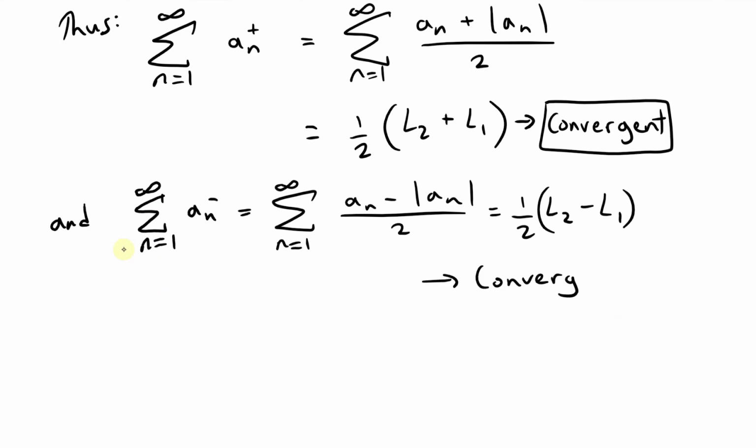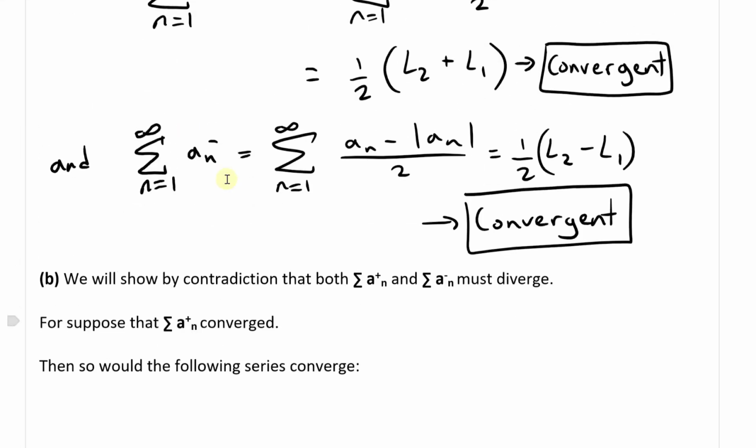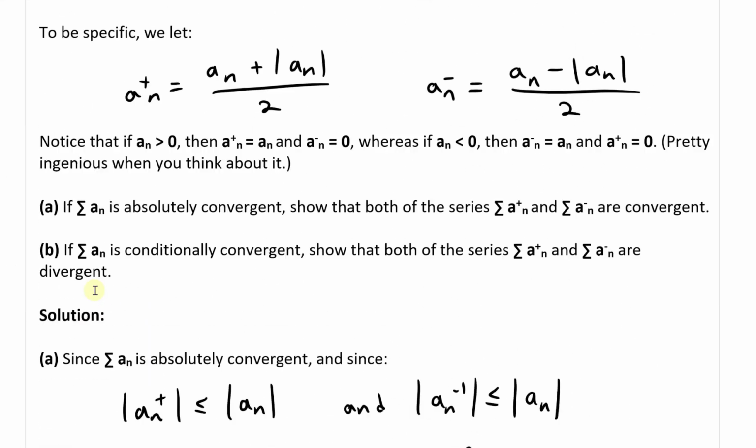Because all we're doing is subtracting two convergent series. So in other words, we're going to have a convergent series. Alright, so now let's look at part B of this exercise.